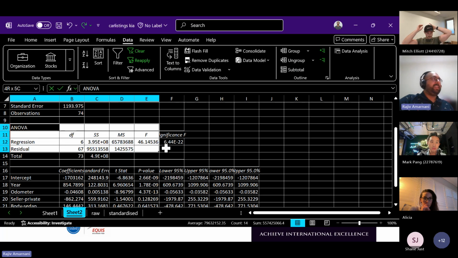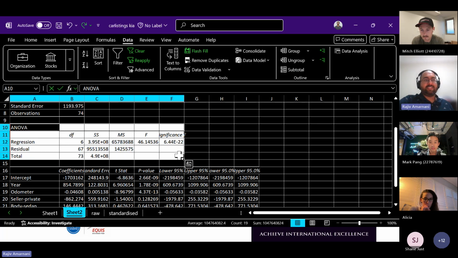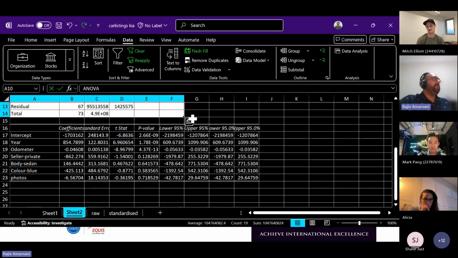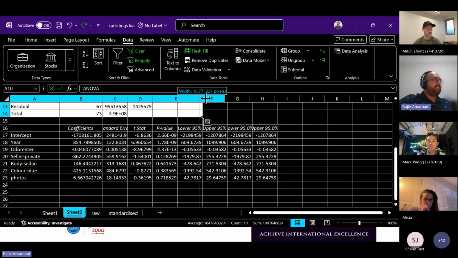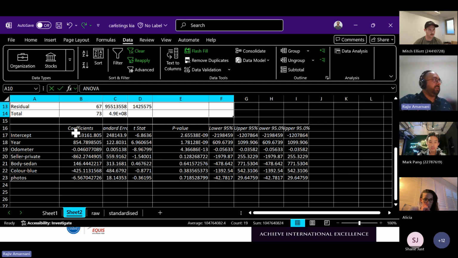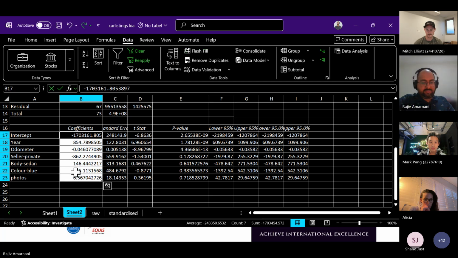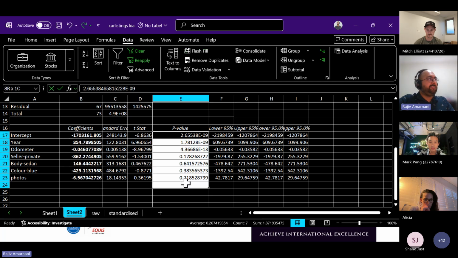We ignore the ANOVA. This is worthless. This is not worth looking at. Then we have these results here, where what we look at primarily are the coefficients. Yeah, and we look at the p-values, where the p-values tell us if these are statistically significantly different from 0.